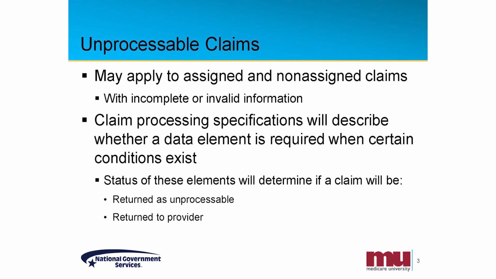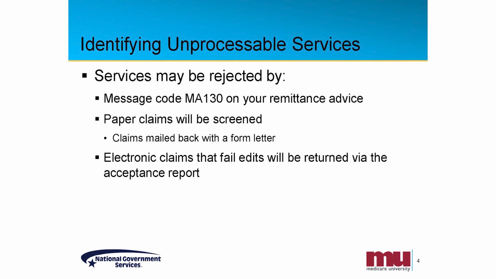Assigned and non-assigned services are considered unprocessable when incomplete or invalid information is detected in our claims processing system. If claims do not conform to National Government Services specifications, they will be returned as unprocessable. The status of the data elements will determine if a claim will be returned as unprocessable or returned to the provider. Returning a claim to the provider as unprocessable does not always mean that National Government Services will physically return every claim received with incomplete or invalid information. The term "return to provider" is used to identify the many processes utilized to notify the provider of the service that their claim is unprocessable.